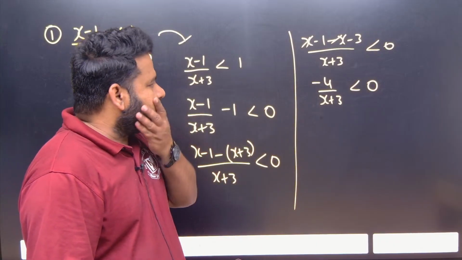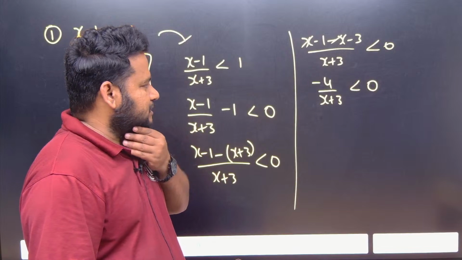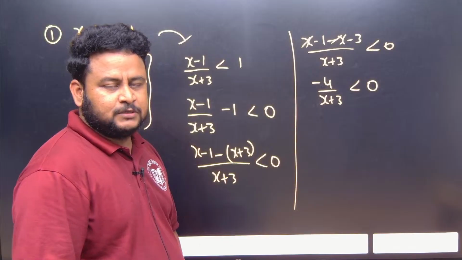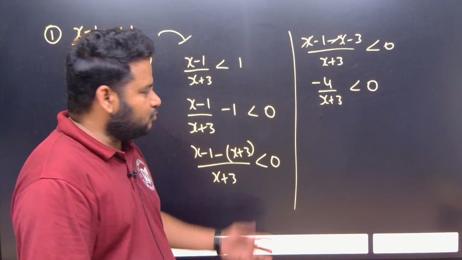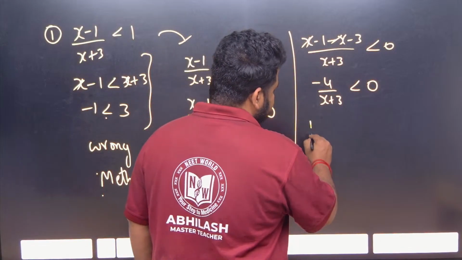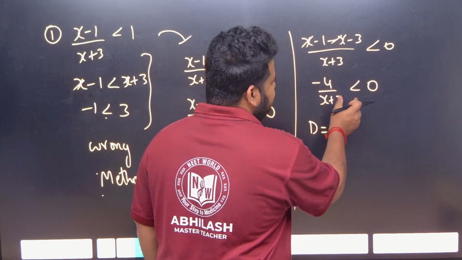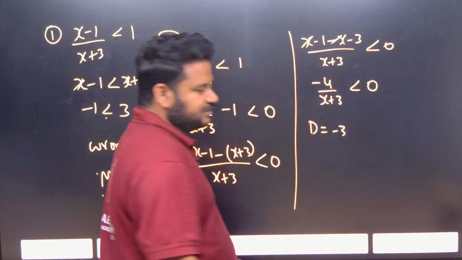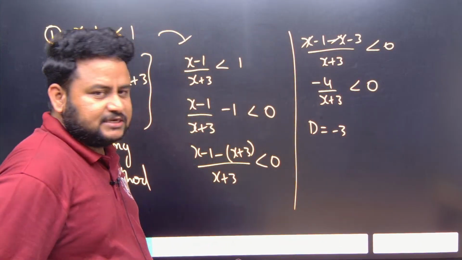Now what are the vanishing points and discontinuous points? If I talk about the vanishing points, in the numerator there is a constant value, that is -4. So I cannot have any vanishing points. There are no vanishing points here. But discontinuous points, yes, definitely we have a discontinuous point. D is equal to what? x + 3 if I equate to 0, I will get x = -3. So -3 is the discontinuous point.